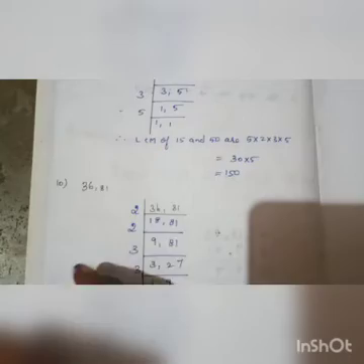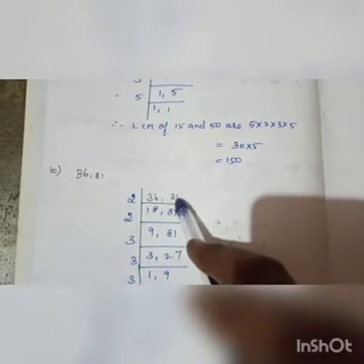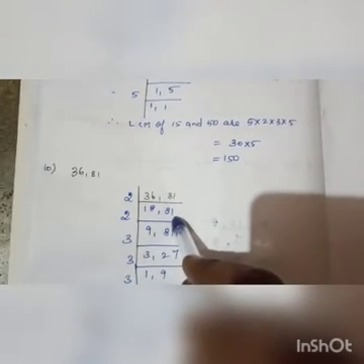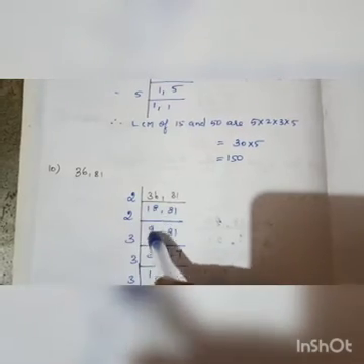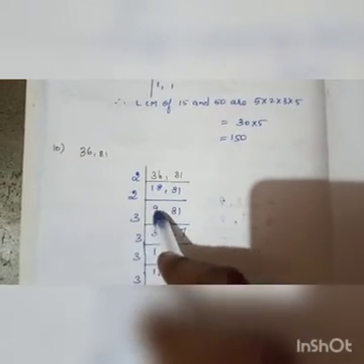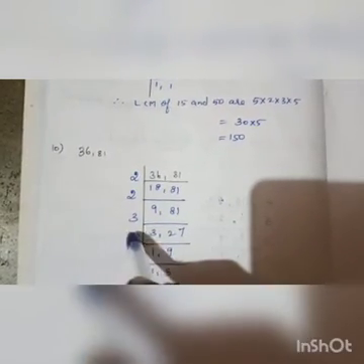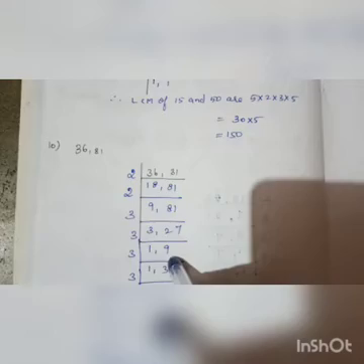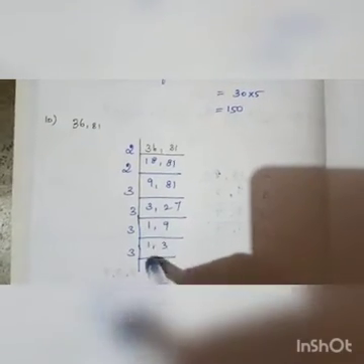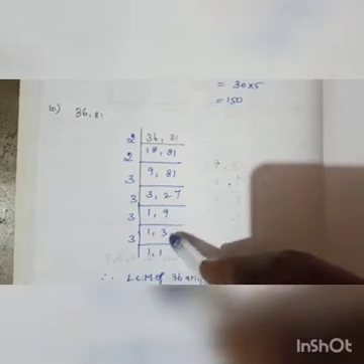The next one, 36 and 81. I take the 2 table because 36 is an even number. In the 2 table, 36 is 18 times. 81 does not come in the 2 table, so 81 remains 81. Again in the 2 table, 18 is 9 times, and 81 remains 81. Now I consider the 3 table. 9 is 3 times, 81 is 27 times. In the 3 table, 3 is 1 time. In the 3 table, 27 is 9 times. In the 3 table, 1 remains 1, 9 is 3 times. Again in the 3 table, 1 remains 1, 3 is 1 time.